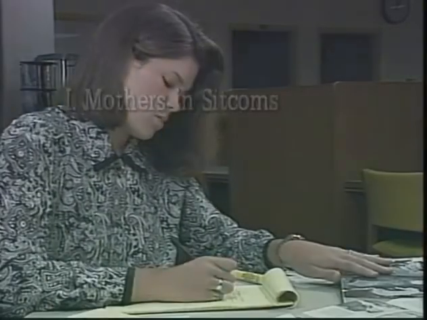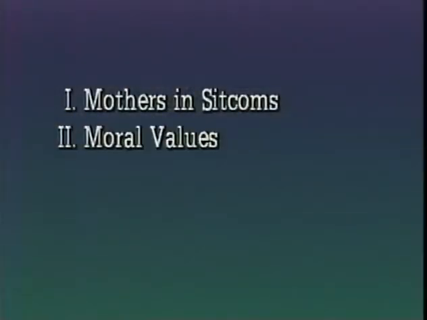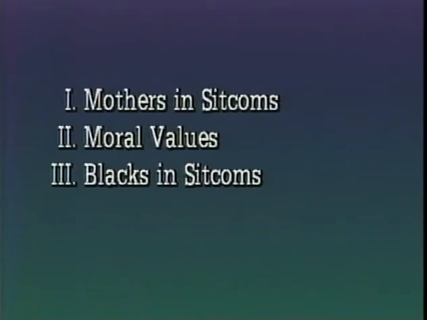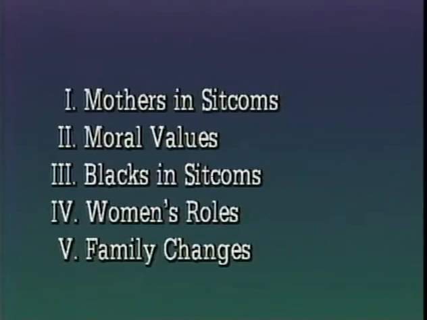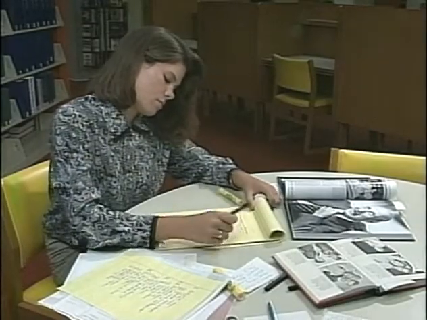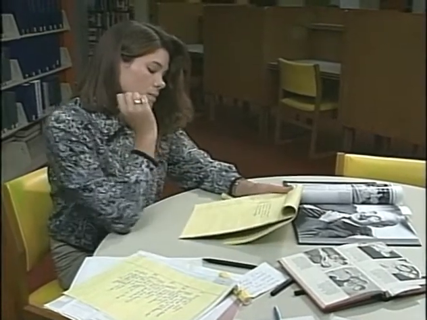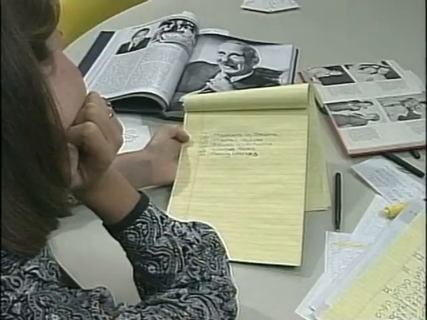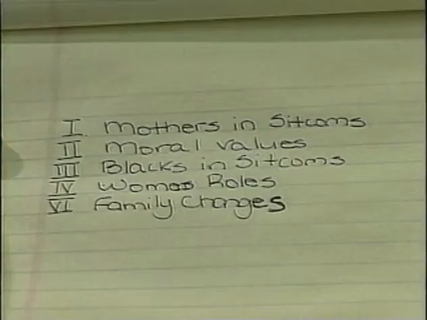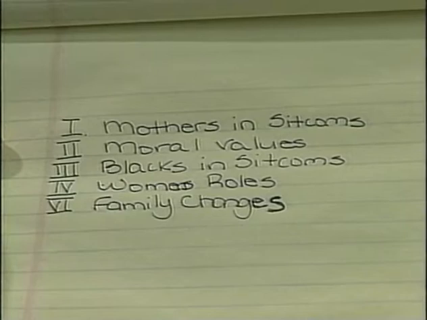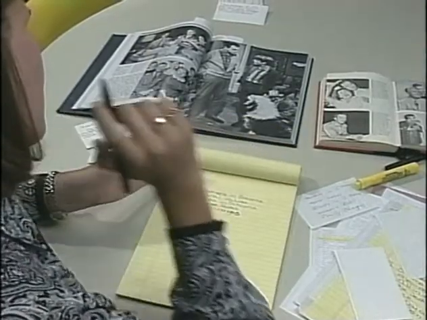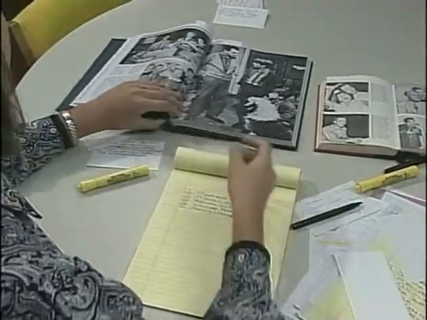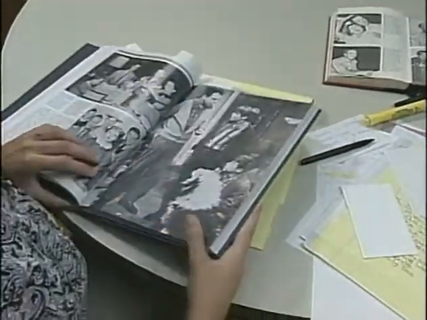You could discuss the differences in moral values and how they've been portrayed, the inclusion of blacks in sitcoms, the changing role of women, or the way the family has been depicted over time. Your new outline does a better job of addressing your thesis. However, as you look at this outline, you realize that the scope of your topic is still too broad. Any one of these angles could provide you with enough material for a complete research paper. So you decide to modify your thesis.